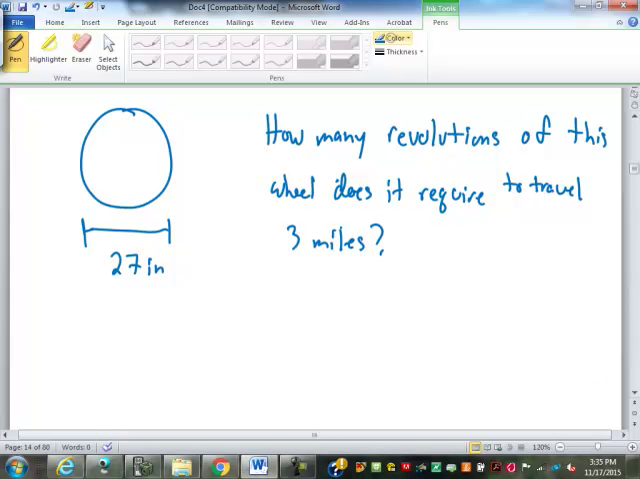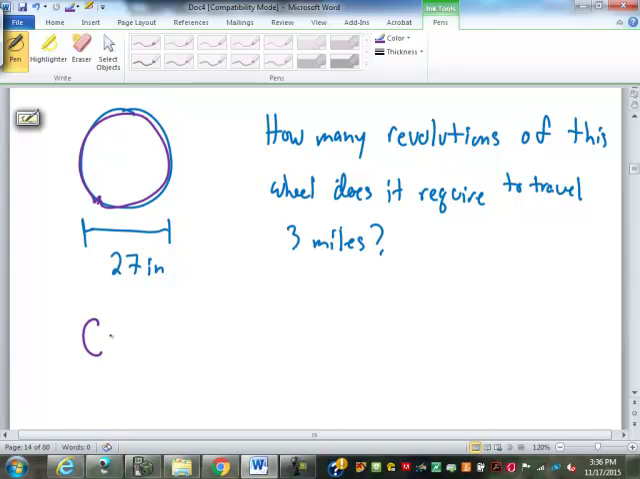So this one brings in a couple of skills. The first one deals with the circle itself. Of course, we're finding how many times this wheel has to turn. How many revolutions of this wheel to go 3 miles? So the first thing we need to do is figure out how far it is around the wheel. In other words, we're finding the circumference of a circle.